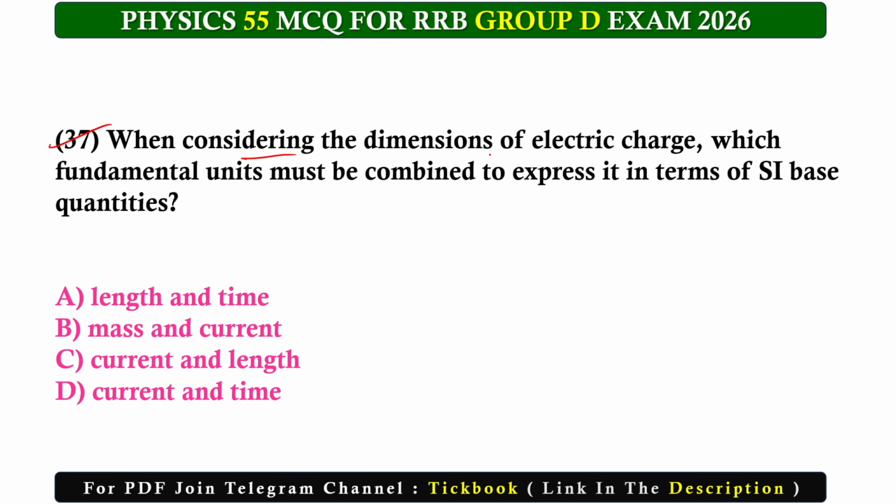37. When considering the dimensions of electric charge, which fundamental units must be combined to express it in terms of SI base quantities? Option number D, current and time.